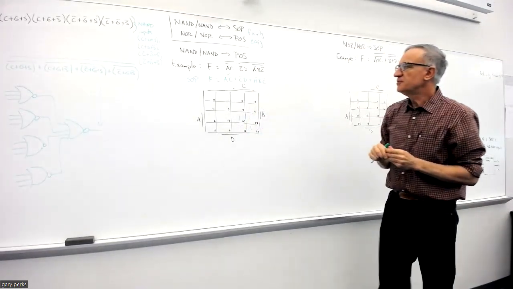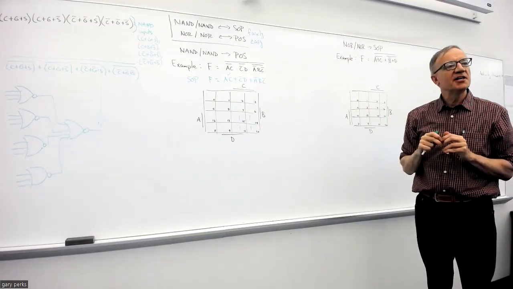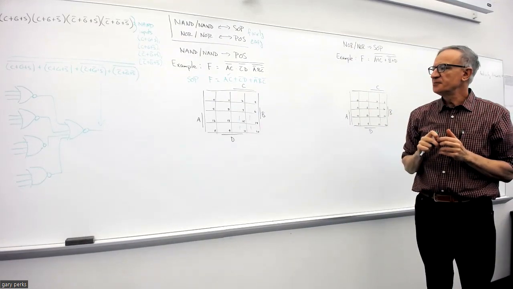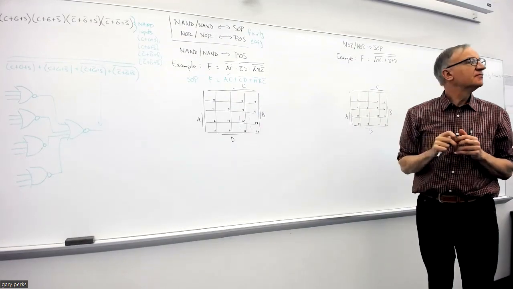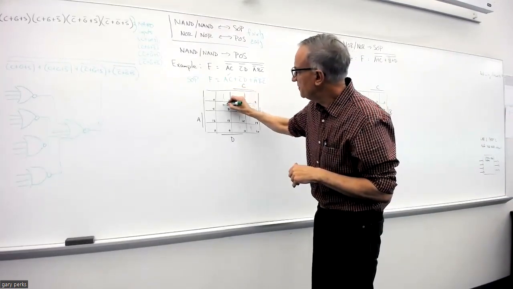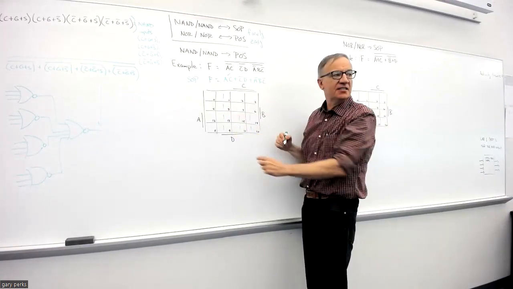Okay, now let's do not CD. What would I write in my K-map for not CD? Where would the ones go? Yeah, it'd be this column, right? 0, 4, 12, 8. Because that column's in the not C and not D column.